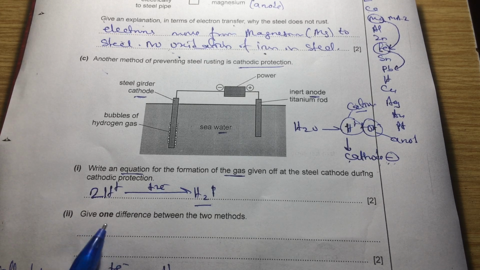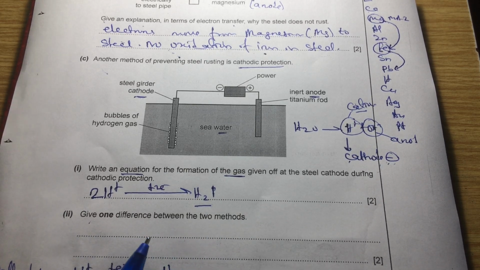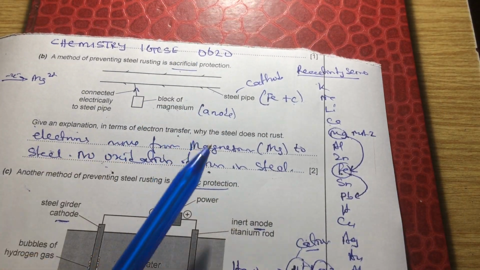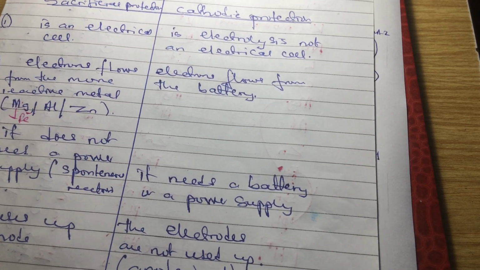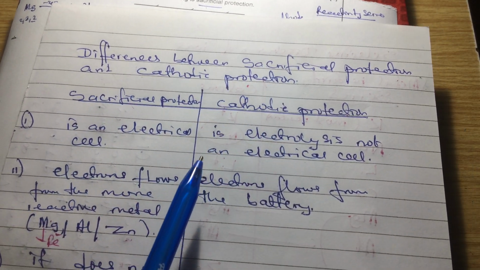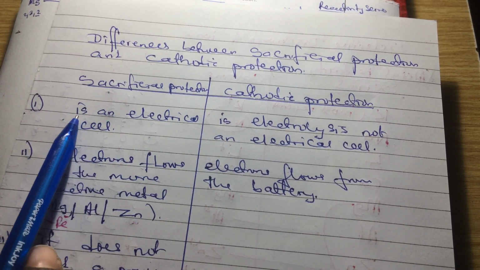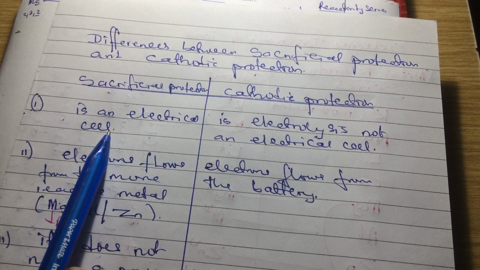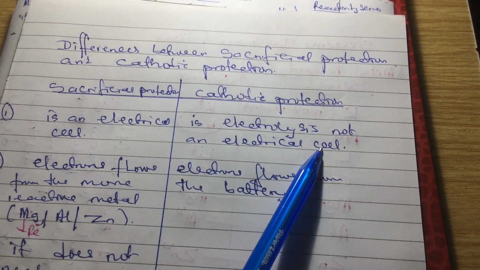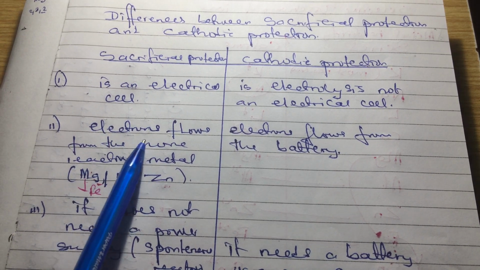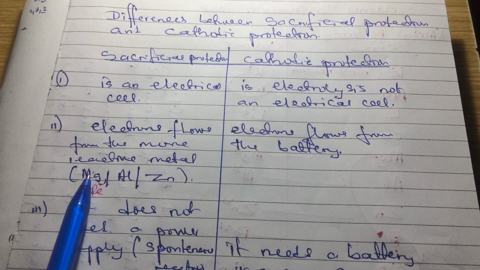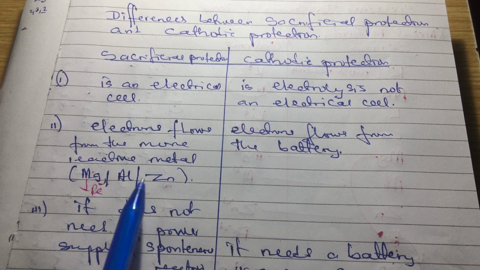Okay. Give one difference between the two methods. There are a lot of differences between cathodic protection and sacrificial protection. If you look at this, these are differences between sacrificial protection and cathodic protection. Under sacrificial protection, the process is an electrical cell, right? The setup is an electrical cell, while cathodic protection is electrolysis, not an electrical cell, right? The second one is electron flow from the more reactive metal, which could be any of these, to iron. It could be magnesium to iron, aluminium to iron, or zinc to iron.